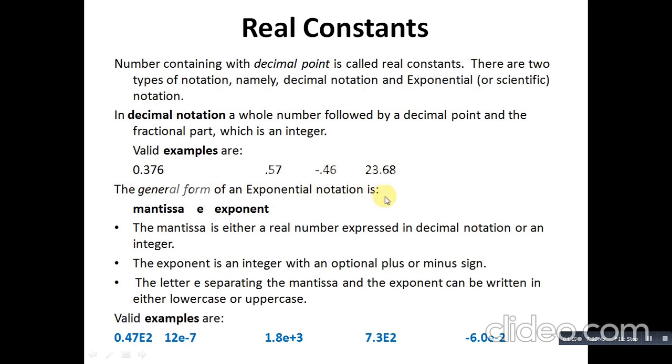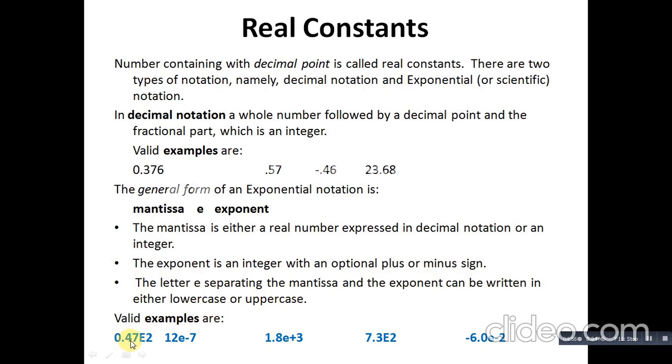The general form of an exponential notation is: first the mantissa, then e, either small or capital, then the exponent. The mantissa is either a real number expressed in decimal notation or an integer. The exponent is an integer with an optional plus or minus sign. The letter E separating the mantissa and exponent can be written in either lowercase or uppercase.